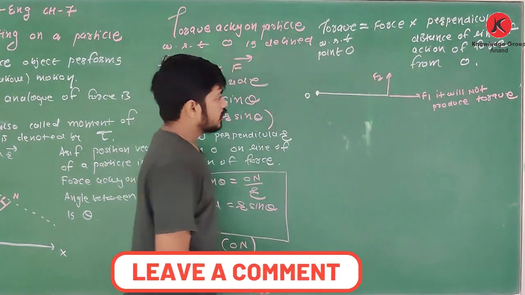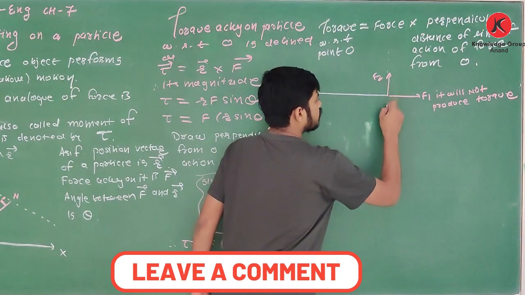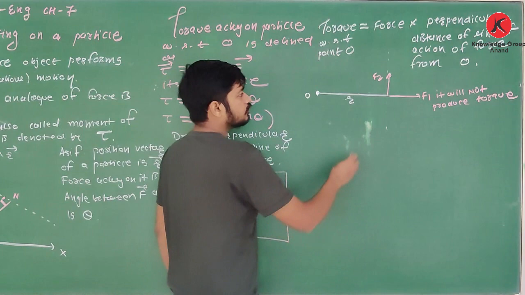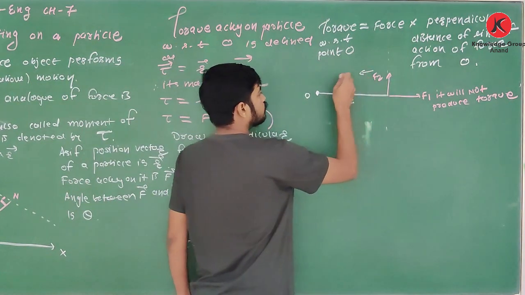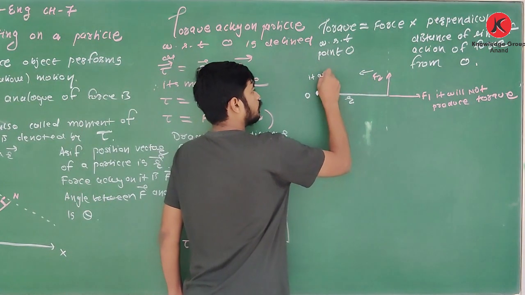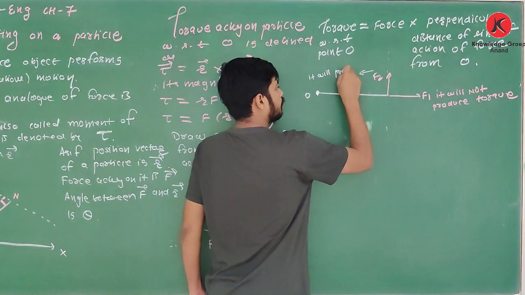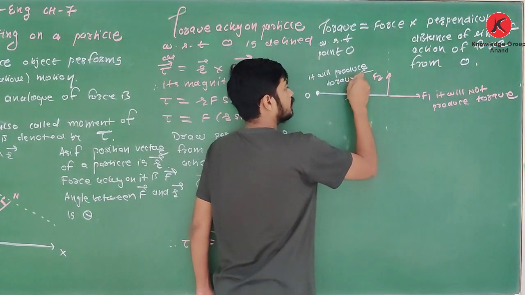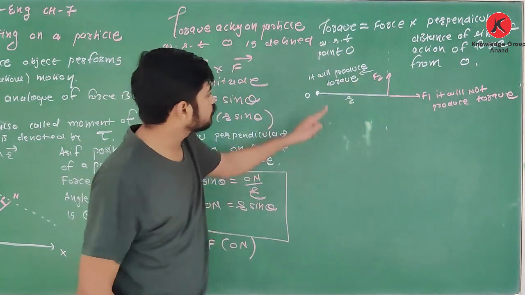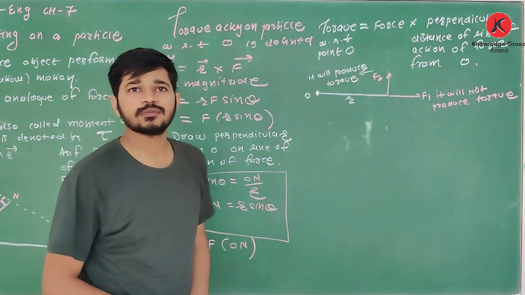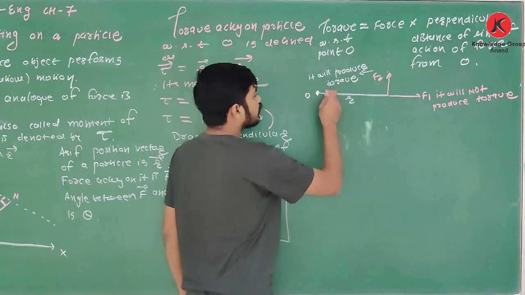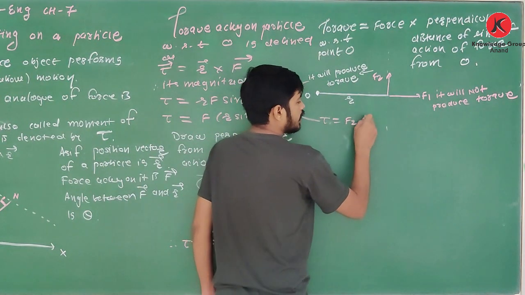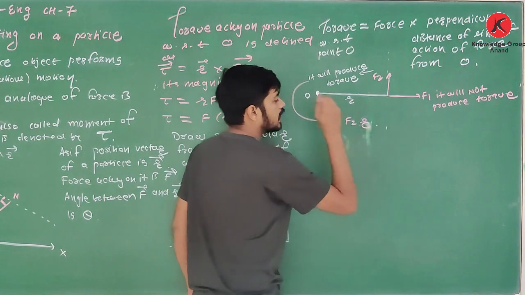But see, this F2, its line of action has some distance. For example, it is R. So this F2 will produce torque. Simple? Yes, it will produce torque. Clear about this? And what is torque due to this? So torque T is equal to force F2 times perpendicular distance.